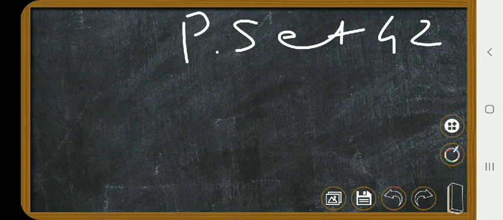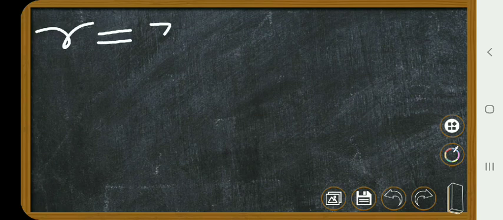Okay, so now we'll see practice set 42 to solve this, and you will easily understand. In the first question in the practice set, they have given us a table. Radius of the circle is given in some places, diameter in some, circumference in some, so we have to find all of them. So let us see.